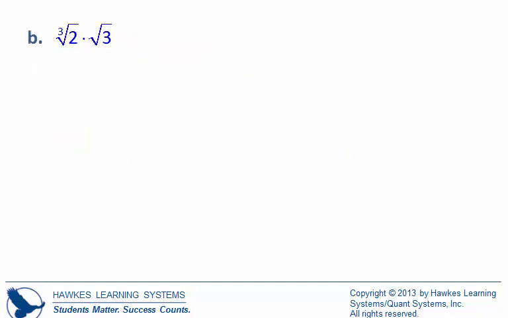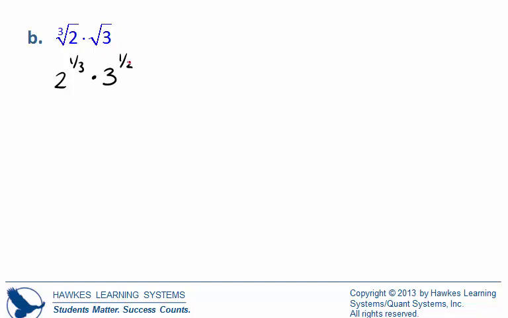All right, in our last example, we have the third root of 2, times the square root of 3. So let's begin by changing those radicals to fractional exponents. So the third root will become 2 to the 1/3, and the square root will become 3 to the 1/2. Now, eventually, I would like to be able to combine these exponents in some way, and I know that if I'm going to do that, they're going to need a common denominator. So let's go ahead and get a common denominator between 1/3 and 1/2.